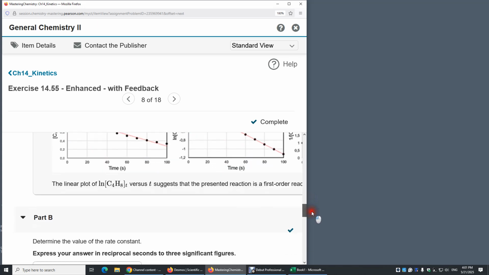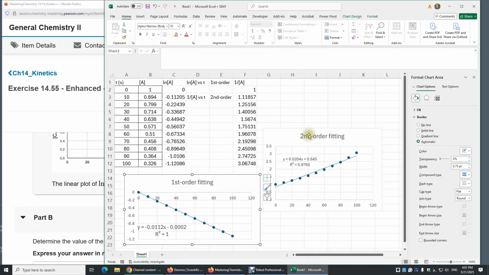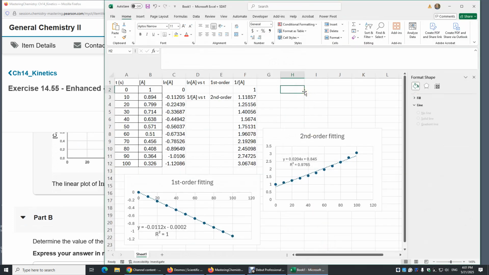Let's look at part B. Determine the value of the rate constant. This part is easy. The reaction rate constant can be determined using this equation because this is first order. We know it's first order, and of course k is going to be the rate divided by A.